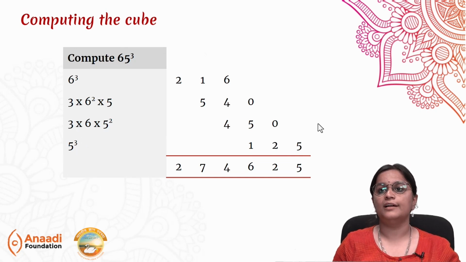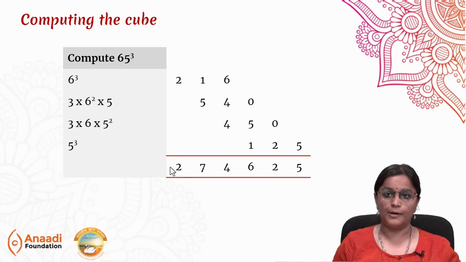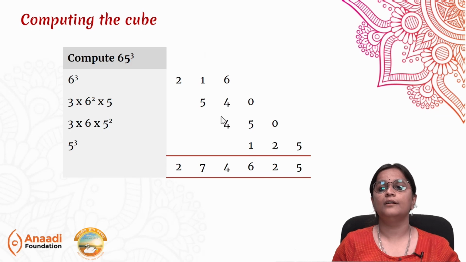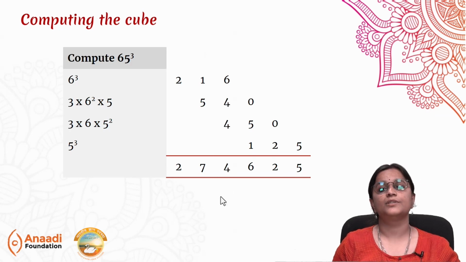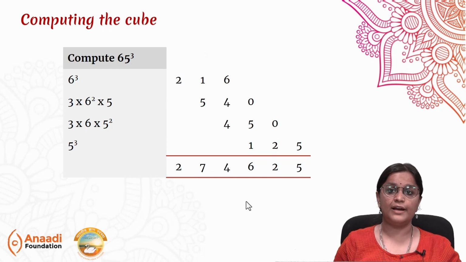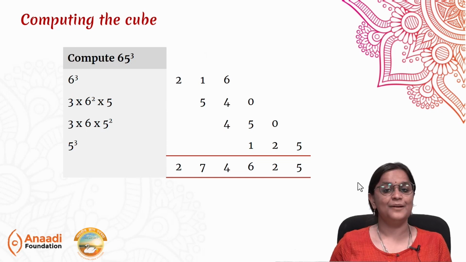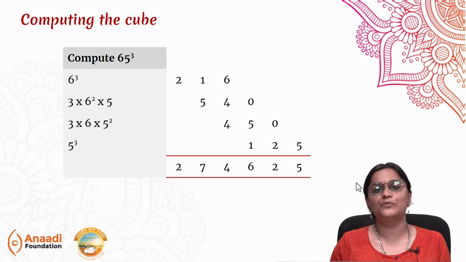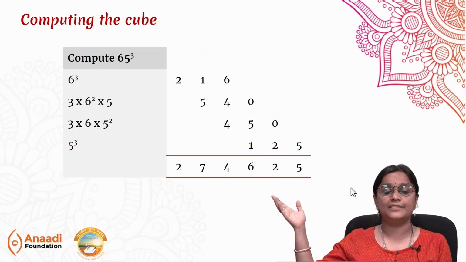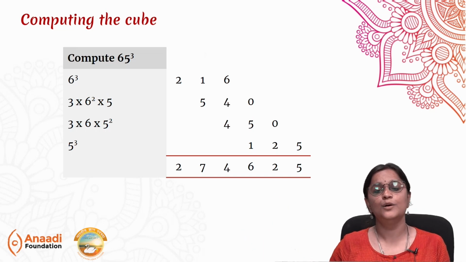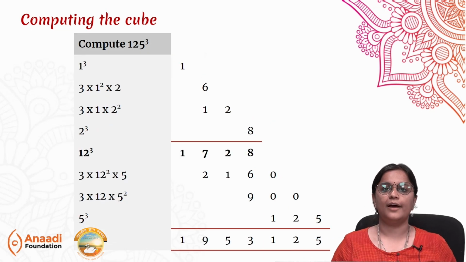Now, to get our final answer, we add up all these numbers. So, 5 gives us 5, 2 over here, 6 here, 472 here, and that gives us our final answer. So, 65 cube is 274625, as you can see. I am certain that this is the fastest way of computing a cube instead of doing 65 multiplied by 65 multiplied by 65 and so on. Let's try computing 125 cube.